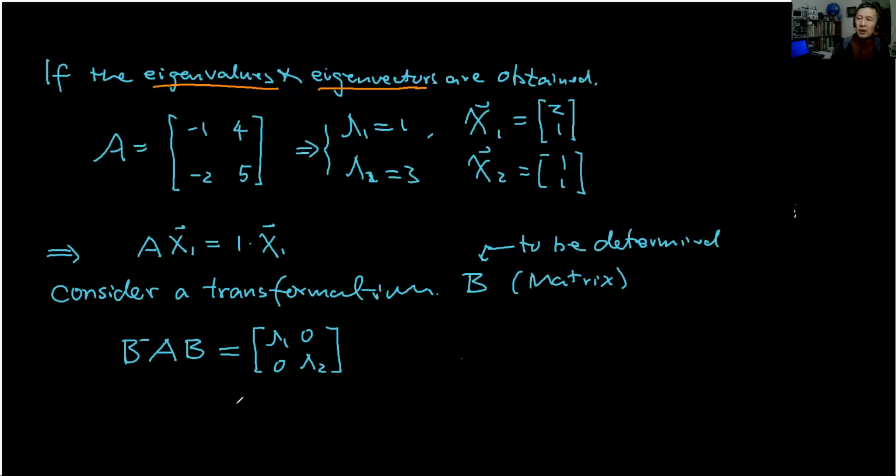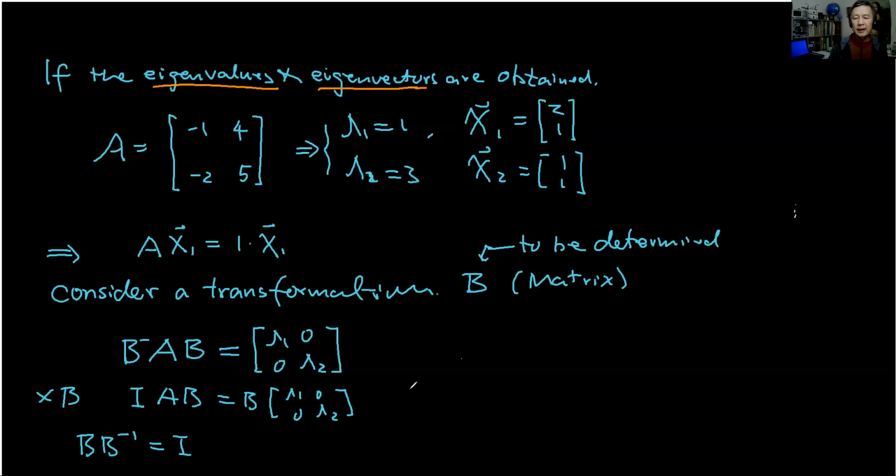So can we first multiply by B on both sides? If you multiply by B, you get A B equals B times this matrix, lambda 1, lambda 2, 0, and 0. Because here what we use is B times B inverse, which equals the identity. Can you follow me? So in that case, can we solve for B because we know A?